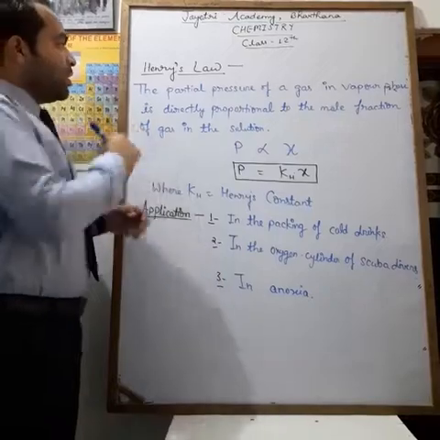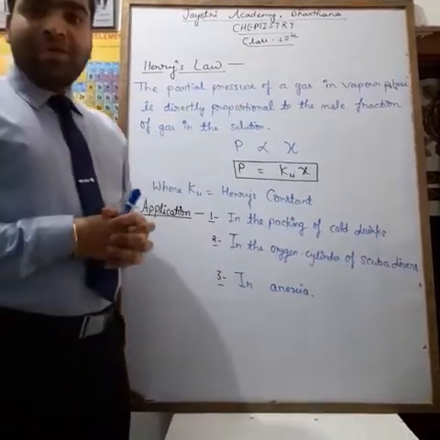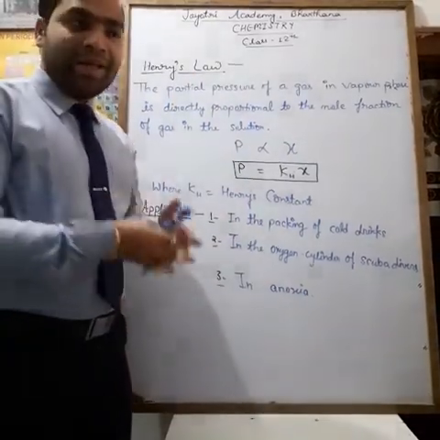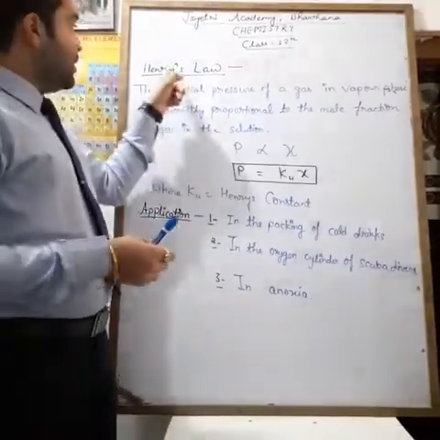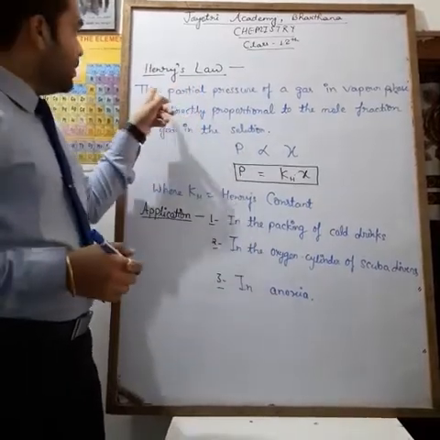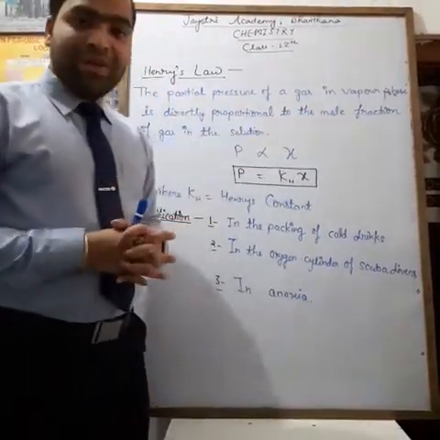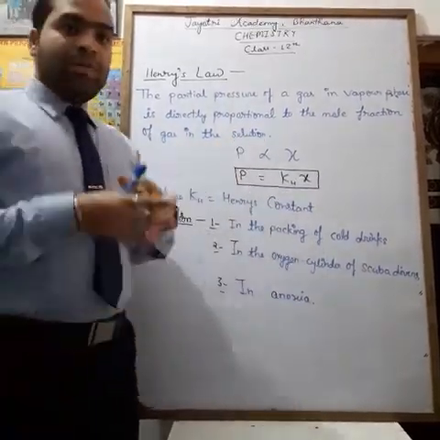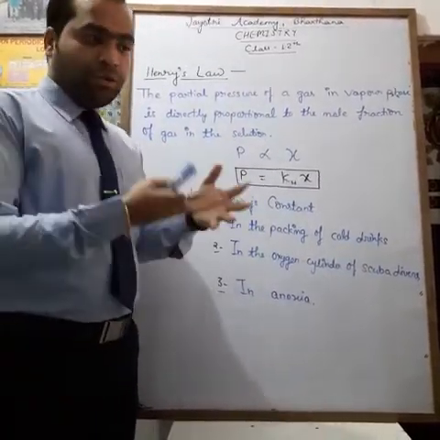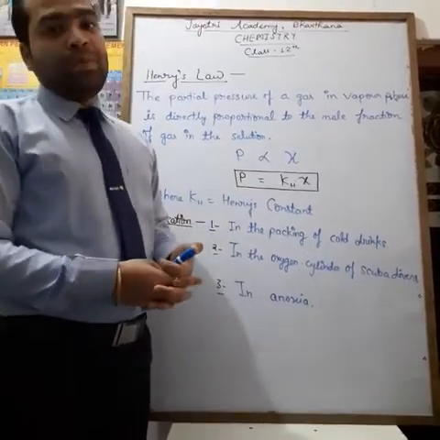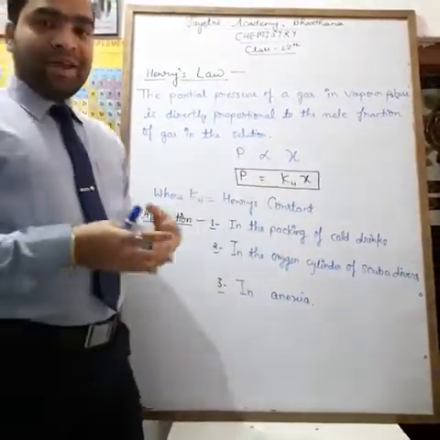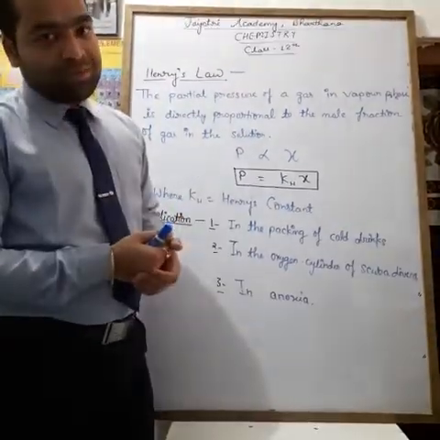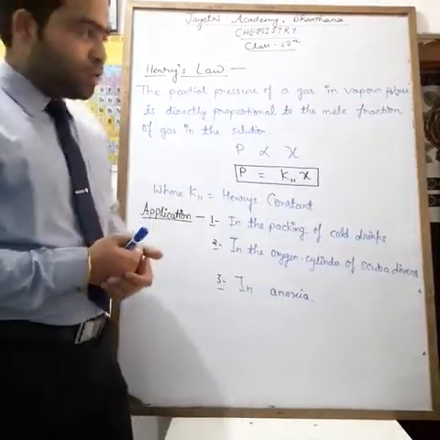Dear students, Henry's law was given by William Henry in 1803, and the law is based upon the solubility of any gas in a particular liquid. In his law, Henry has clearly stated that the partial pressure of a gas in the vapor phase is directly proportional to the mole fraction of the gas in the solution. It means the more pressure of the gas, the more amount of the gas can be dissolved in a particular liquid. Hence, indirectly we can say that the solubility of any gas in a liquid depends upon its pressure. Higher the pressure, higher will be its solubility.